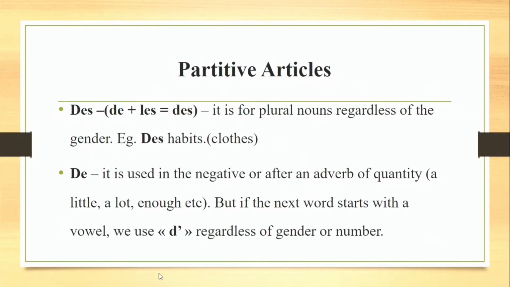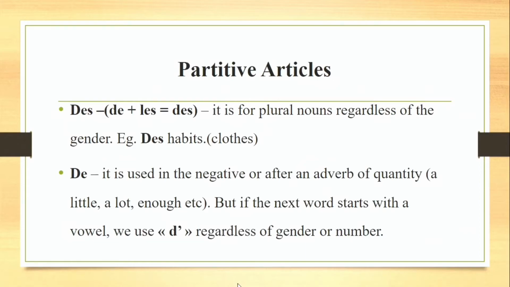For the article des, it is obtained by adding de and les. It is used for plural nouns regardless of the gender. So, for example, des habits, clothes.